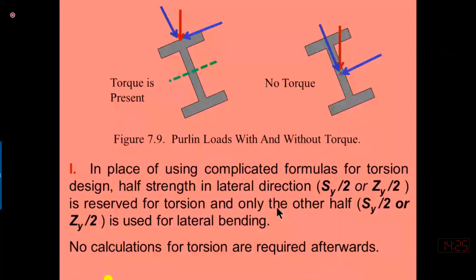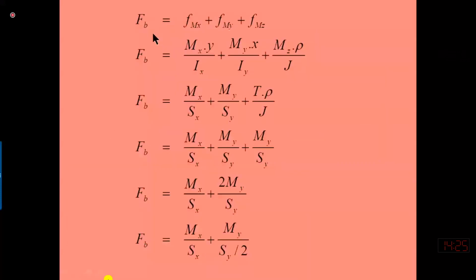The total bending stress will be due to Mx, My, and torsion. The bending stress due to Mx will be equal to Mx over Sx. The bending stress due to My will be My over Sy, and the torsion stresses are equal to tau rho over J. We are assuming that tau rho over J is also equal to the bending stress about the y-axis. Or we are assuming that half the section modulus will be used to resist the bending stress due to My, and half the section modulus about the y-axis will be used to resist the torsional stresses.